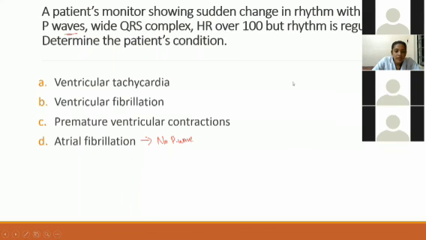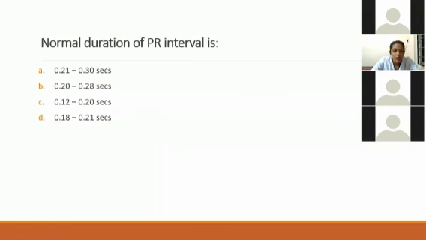In atrial fibrillation also, P wave is not there, but you have to see the other criteria, the wide QRS complex and all, and the rhythm won't be regular in atrial fibrillation. So you have to read the whole question before answering. The options anyway will be confusing. So let's move on to the next question.